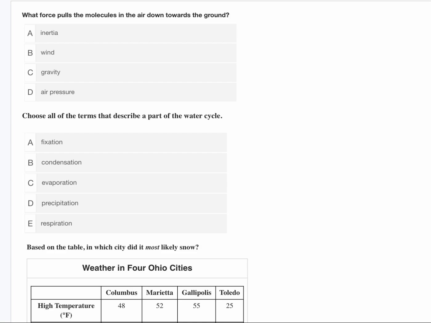What force pulls the molecules in the air down towards the ground? A. Inertia. B. Wind. C. Gravity. D. Air pressure. Choose all the terms that describe a part of the water cycle. A. Fixation. B. Condensation. C. Evaporation. D. Precipitation. E. Respiration.